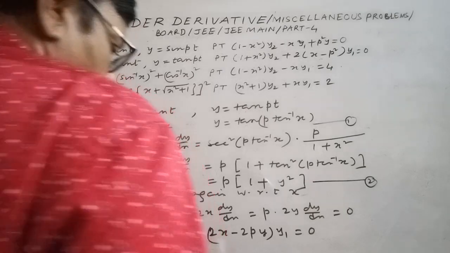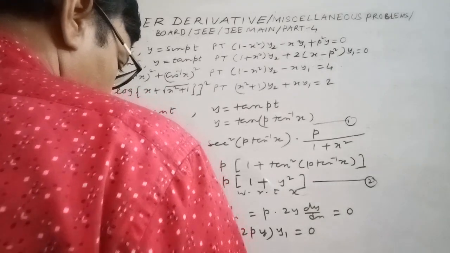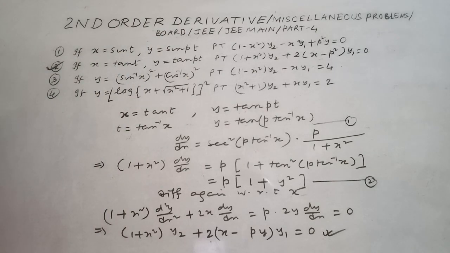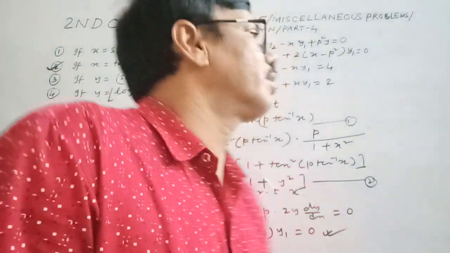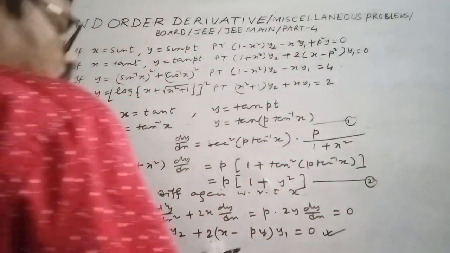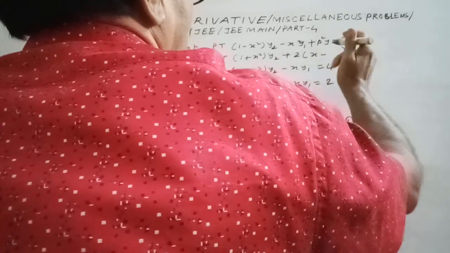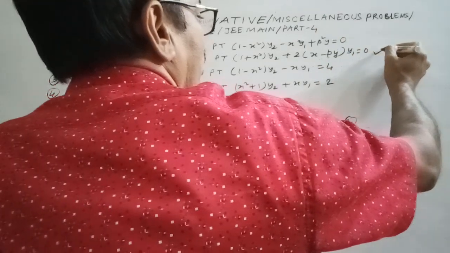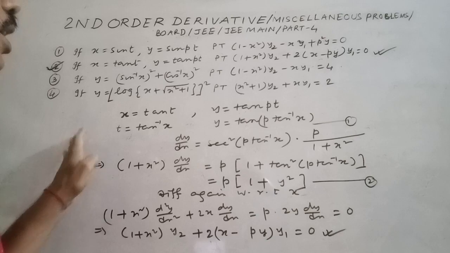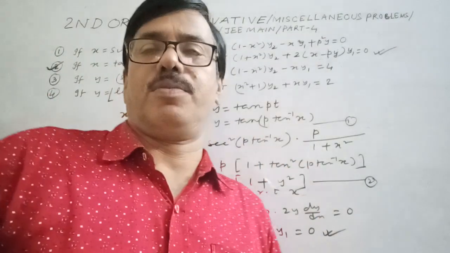So take 2 common. This is our final result: (1 plus x square) y2 plus (2x minus p square y) y1 equals 0. So eliminate t, then perform the derivative, and you will get the direct result.